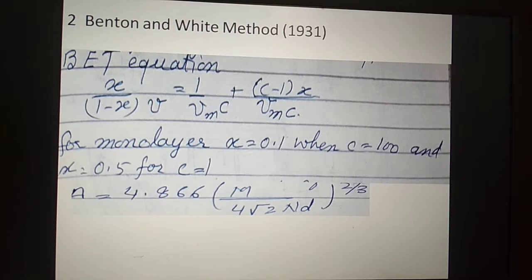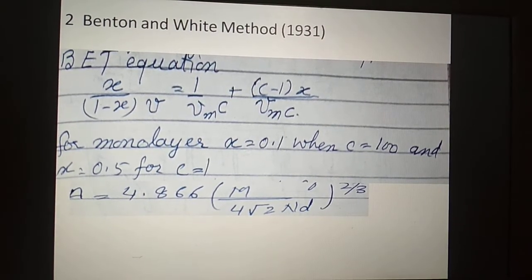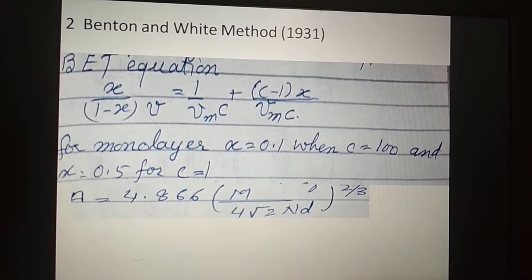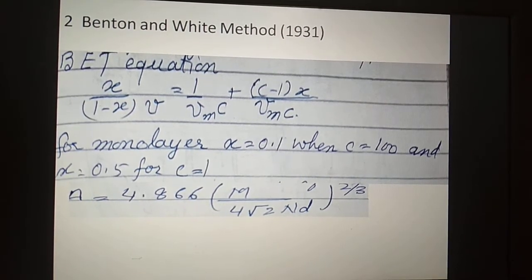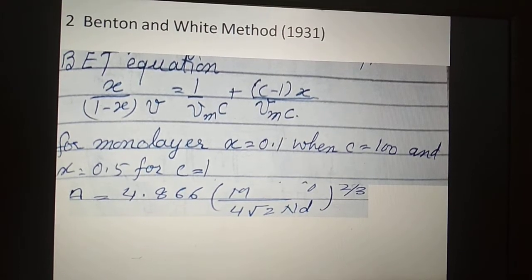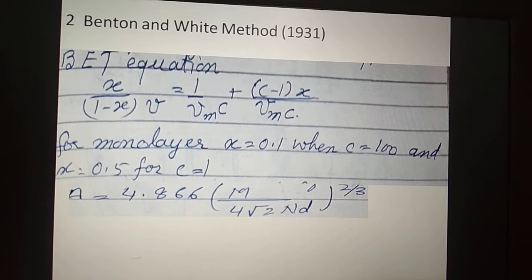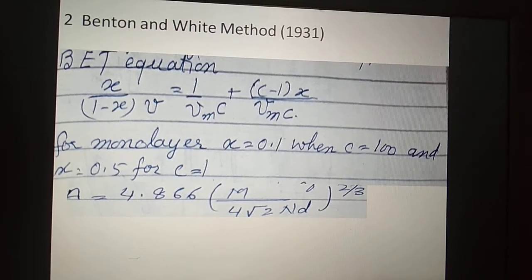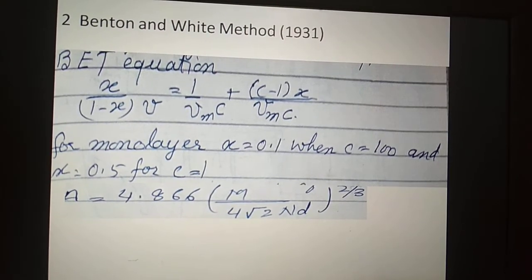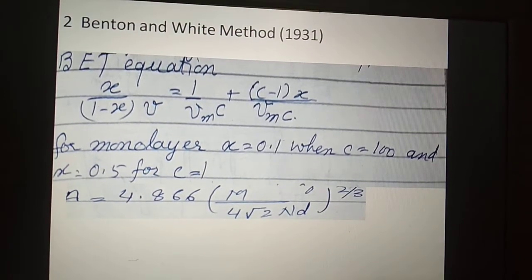Benton and White method, given in 1931. They noted a sharp break in the S-shaped isotherm of nitrogen at minus 191.15 degrees centigrade on iron catalyst at 120 millimeter pressure. The product of the number of molecules in monolayer and molecular cross section gives surface area.